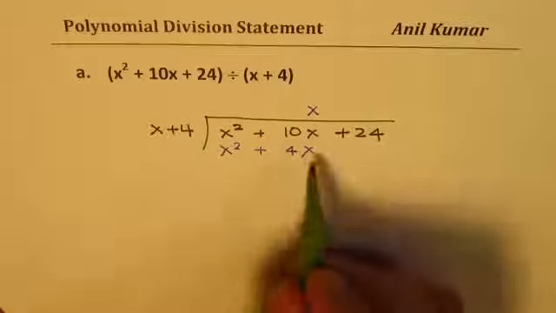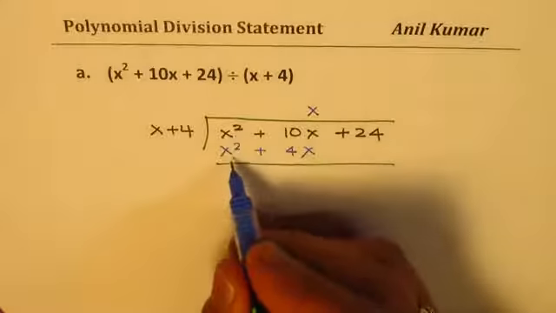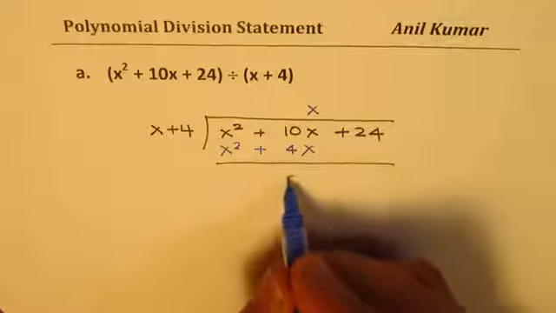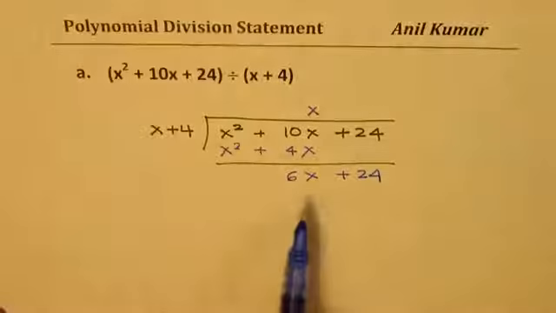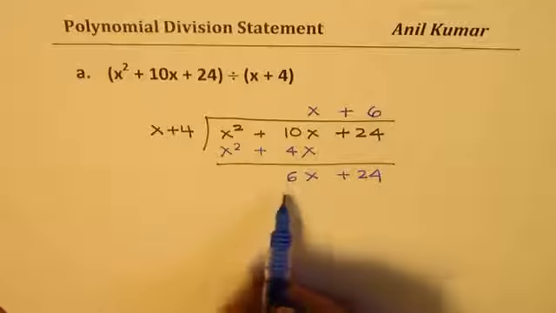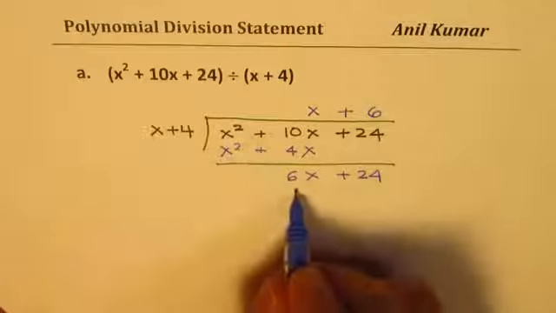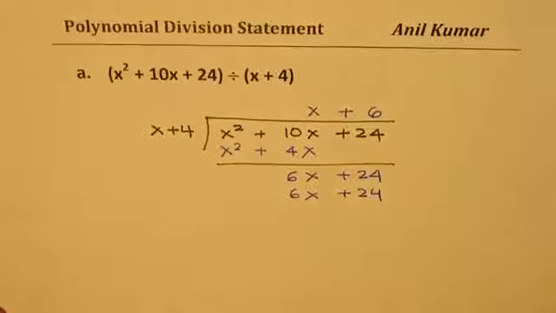Now we need to take away, just as we do in division. So when you take away x squared from x squared, you get 0. Here, from 10x, if you take away 4x, you get 6x. Now bring down the next term, which is 24. We can further divide it by 6. So plus 6. The idea is to get rid of the very first term, the leading term here. 6 times x is 6x, and 6 times 4 is 24. Now in this case, the remainder is 0.